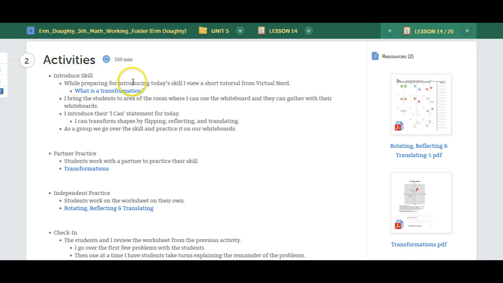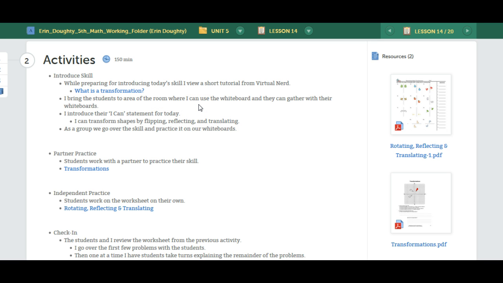So while preparing, I watched a short tutorial from Virtual Nerd on what is a transformation. She goes through 4 different kinds of transformation. We'll be focusing on 3 of them, which are flipping, reflecting, and translating.